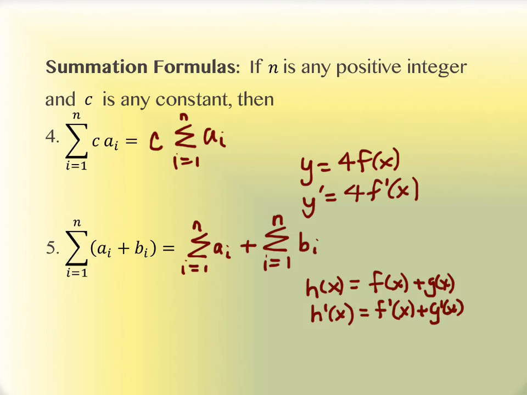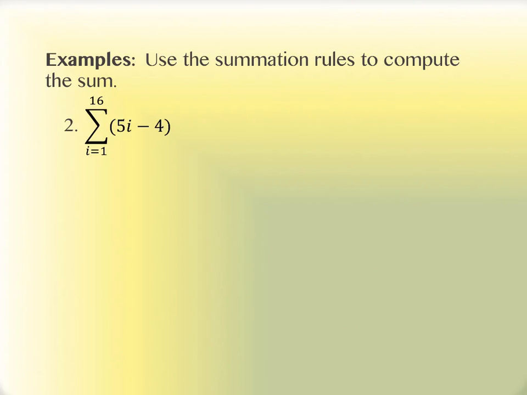All right, so let's see how this works in practice, because it's actually quite helpful. The first one says that we're going to go from i equal 1 to 16 of 5i minus 4. And 16 is probably at the point where I don't really want to write 16 of these out, right?